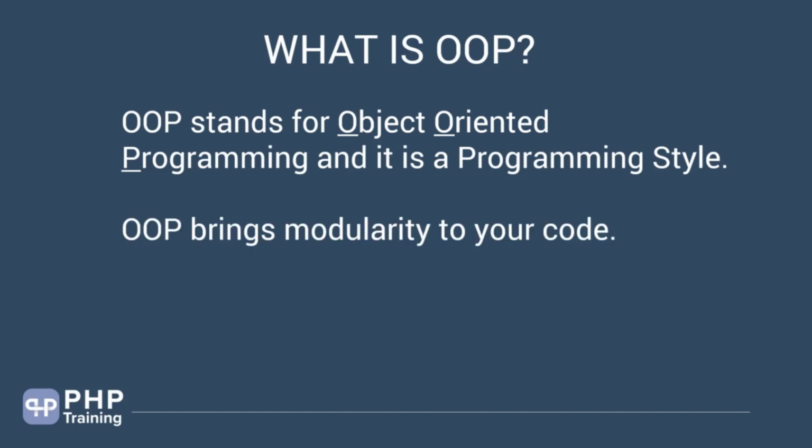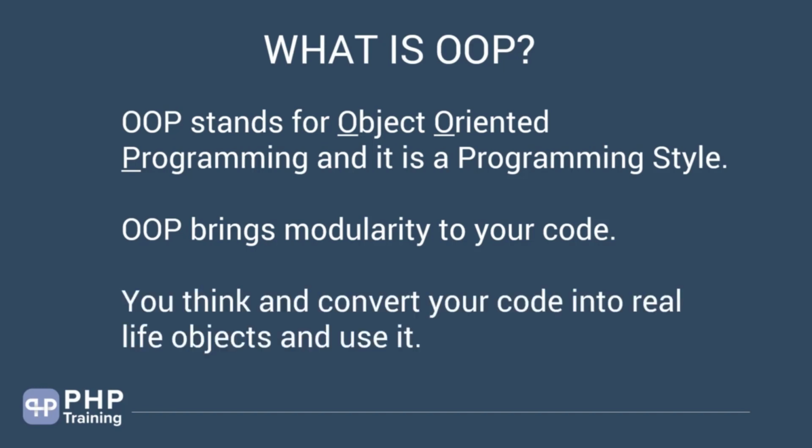OOP brings modularity to your code, which means you try to group your code and try to reuse it. And you think and convert your code into real life objects and use it. That's how the OOP concepts work. You don't start writing your program, you take a step back and you think first, how do I convert my code into a real life object and then try to reuse it? Okay, we'll look into some of the examples so that it's very clear what OOP is and what benefit OOP brings to your programming style.